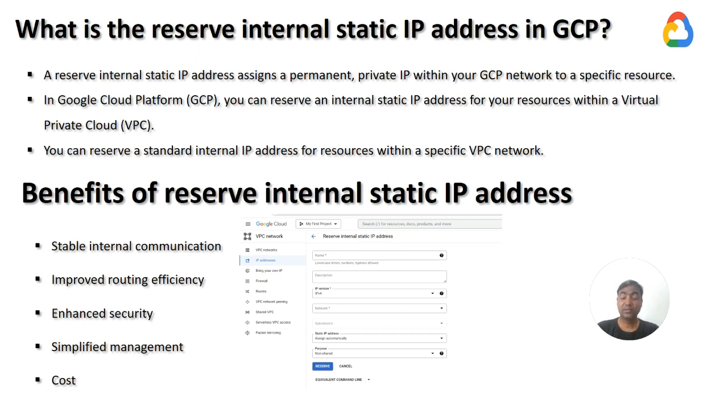It is ideal for resources primarily communicating within the GCP network, such as databases, internal web servers, application components behind a load balancer, and resources sharing data within a private subnet. Now guys, I hope you understand what a reserved internal static IP address is in Google Cloud Platform.